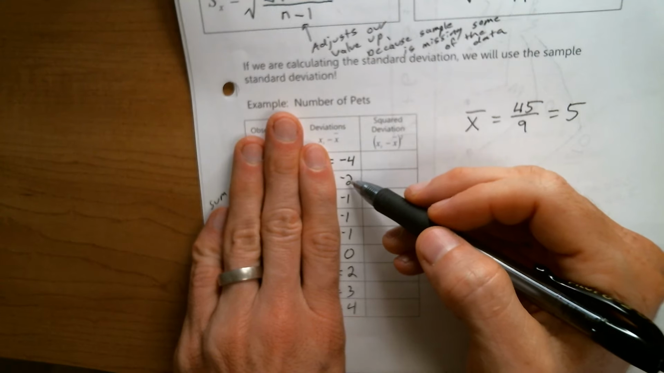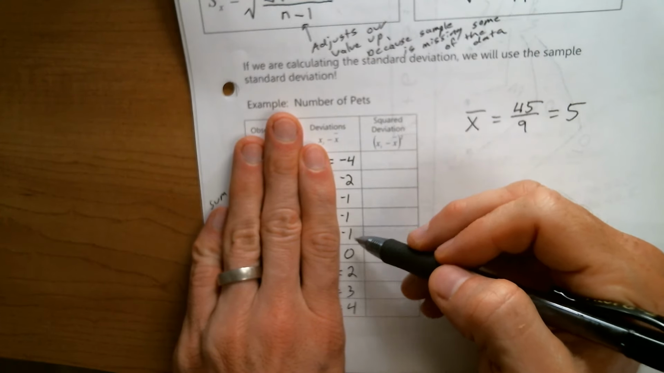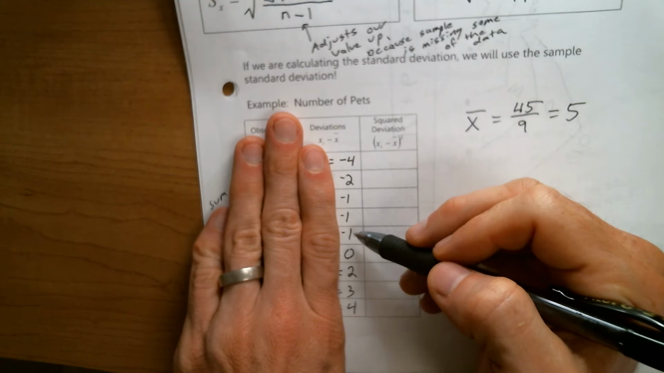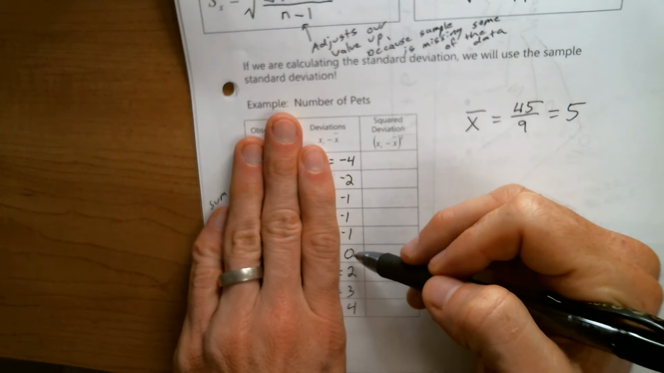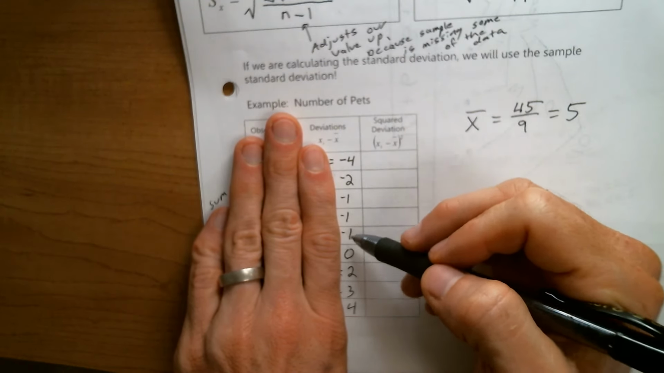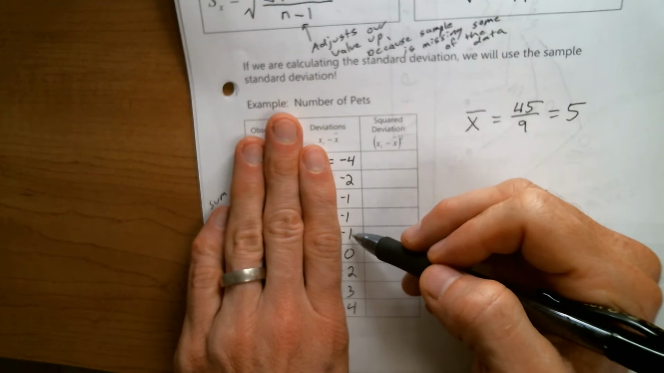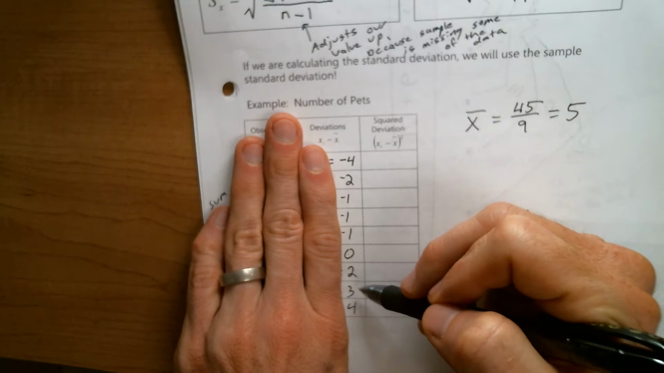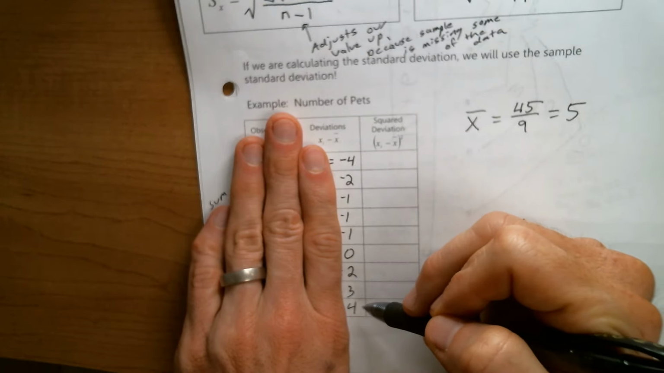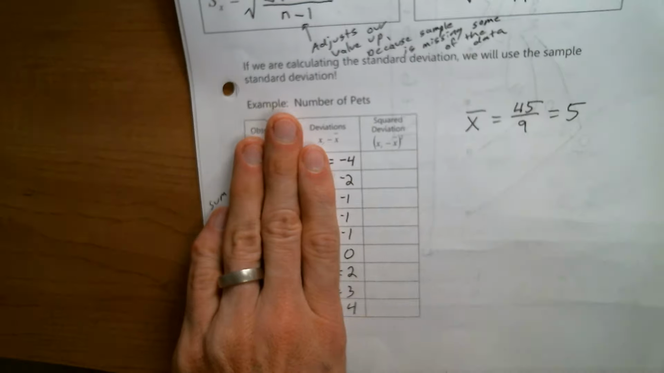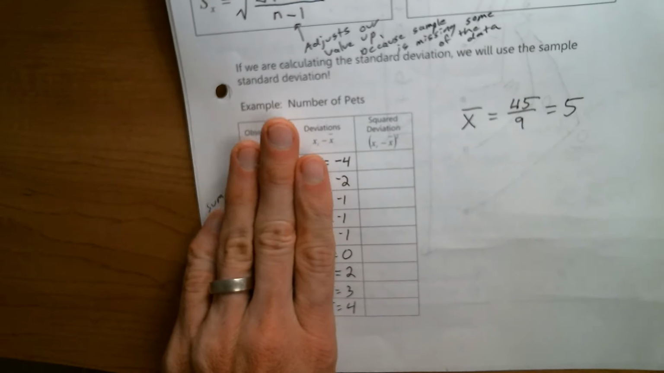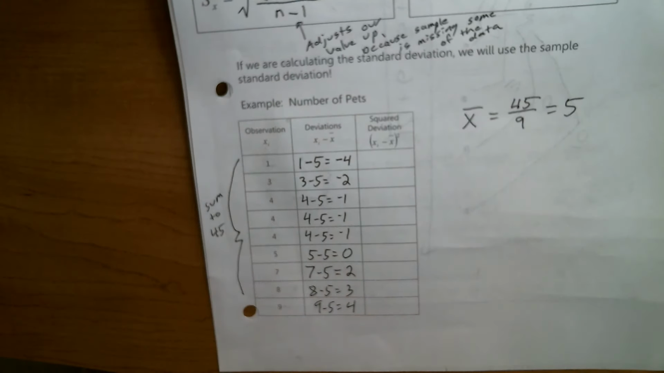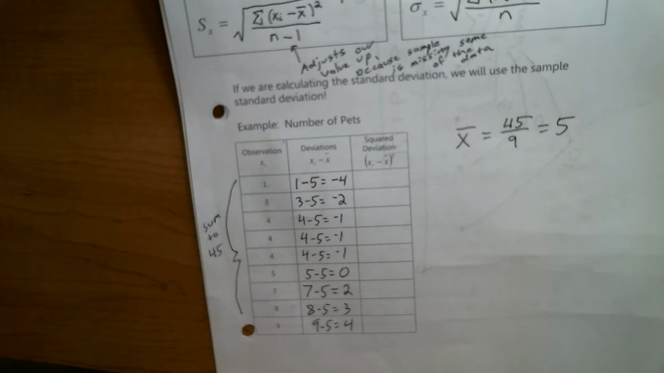Negative 4 plus negative 2 is negative 6. Negative 7, negative 8, negative 9. Now we're dealing with positives. So negative 9 plus 0 is still negative 9, plus 2 is negative 7, plus 3 is negative 4, plus 4 is 0. And the positives and the negatives cancel each other out. All right. That's a problem. Because if they cancel each other out, I would say, oh, the average distance is 0. And pretty clearly, the average distance is not 0.